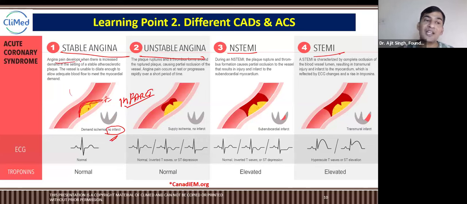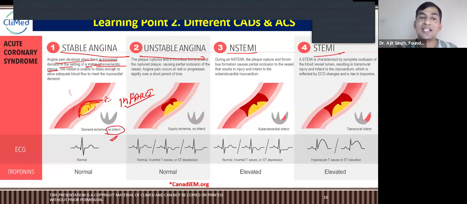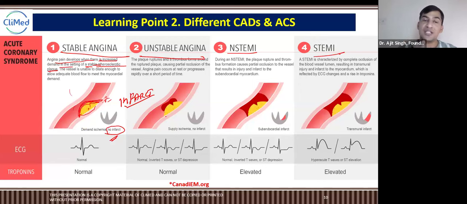So anginal pain is there when there is increased demand in the setting of a stable atherosclerotic plaque. Stable atherosclerotic plaque means this is only at this place. Things have been accumulated here. The cholesterol has been accumulated here with other elements like calcium and all. But this is not injury. So this is stable. The plaque is stable. That's why we call it stable angina.